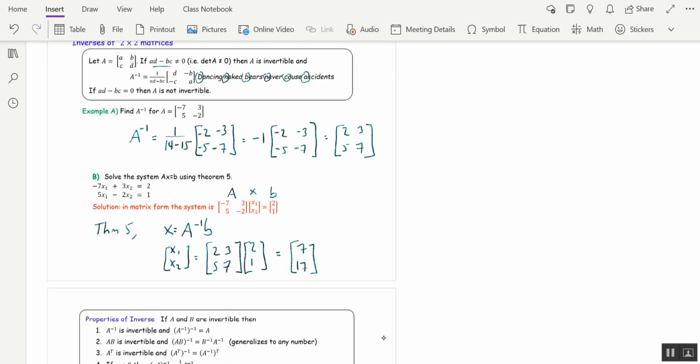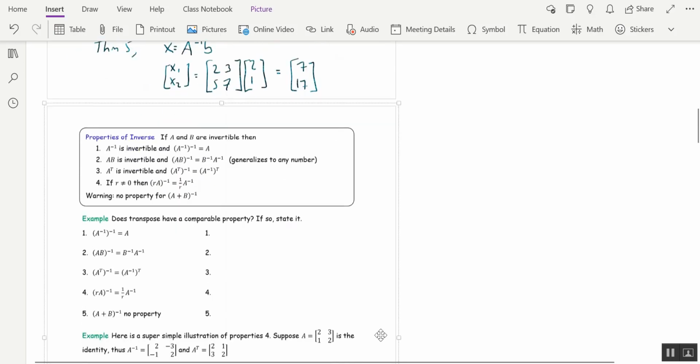Now in practice, this is not how you want to solve a linear system. Unless you're given A inverse, this is going to be a lot of work. In practice, the way you would want to solve this linear system is just to reduce the augmented matrix, like we've been doing since day 1.